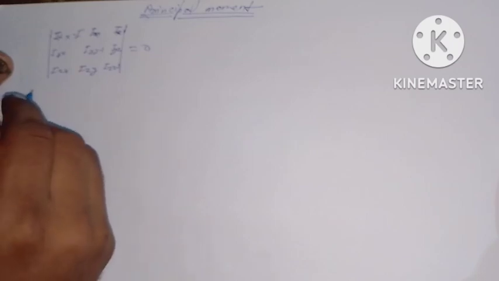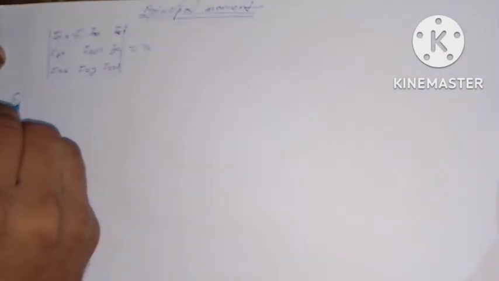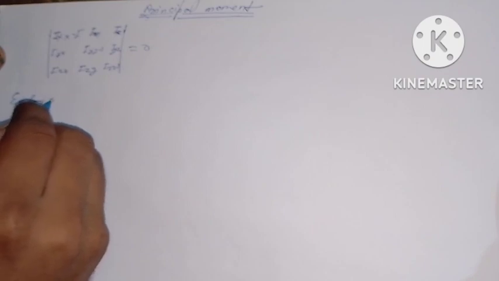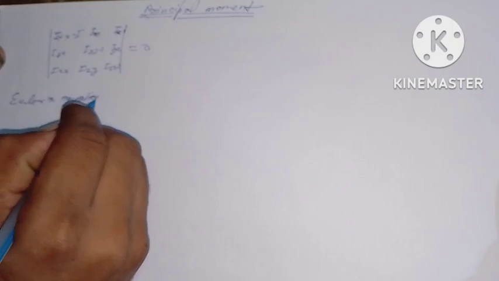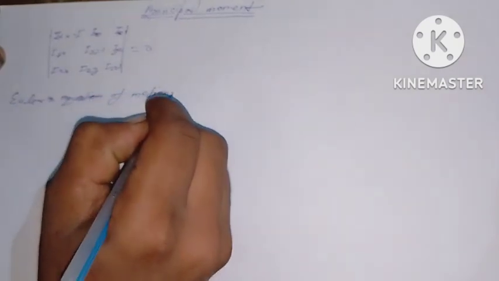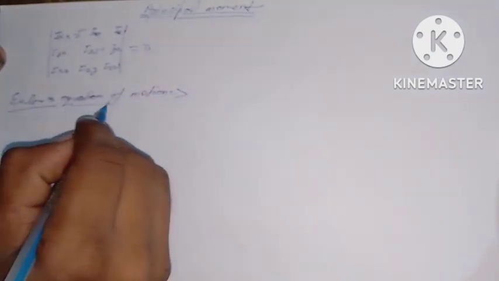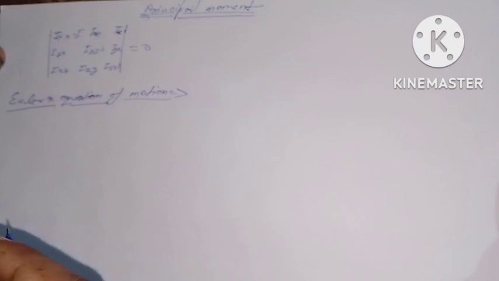Next is Euler's equation of motion. For the rotational motion about a fixed point or about the center of mass, the direct Newton's approach leads to a set of equations known as Euler's equations of motion.